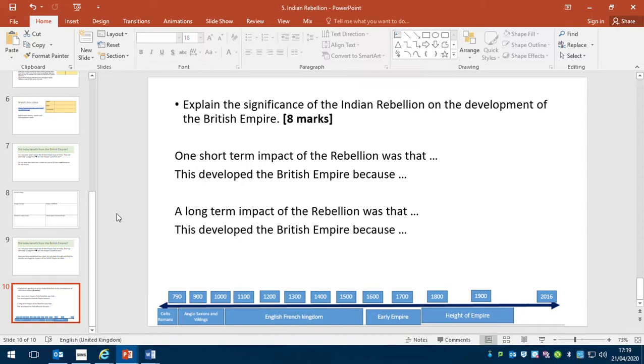Your notes for this lesson, keep them safe because we will use them when we come back to school and we will use them with our revision in the longer term.